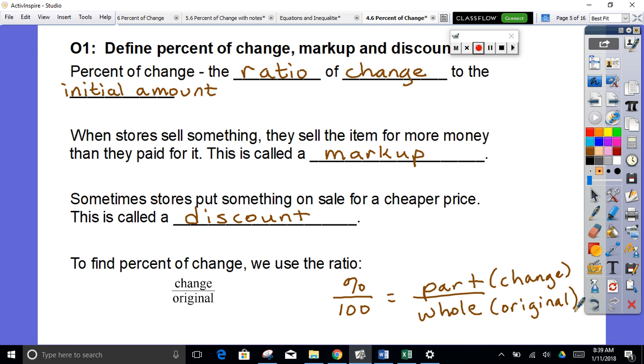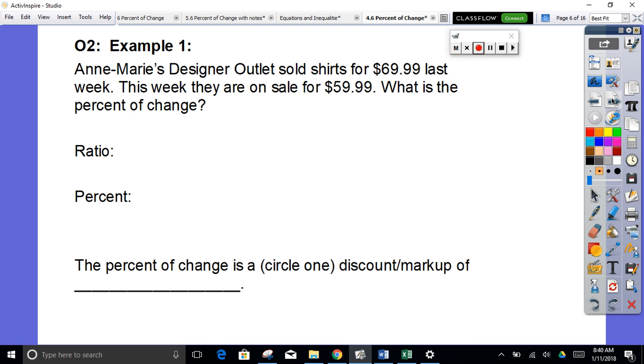Let's look at the first problem, and we'll talk about how to find the change, which you guys might remember from the integer chapter. Anne Marie's Designer Outlet sold shirts for $69.99 last week. Those are some expensive shirts. This week they are on sale for $59.99. What is the percent of change? So we have here a discount where the shirts are cheaper now than they were last week, and we're going to find the percent of change.